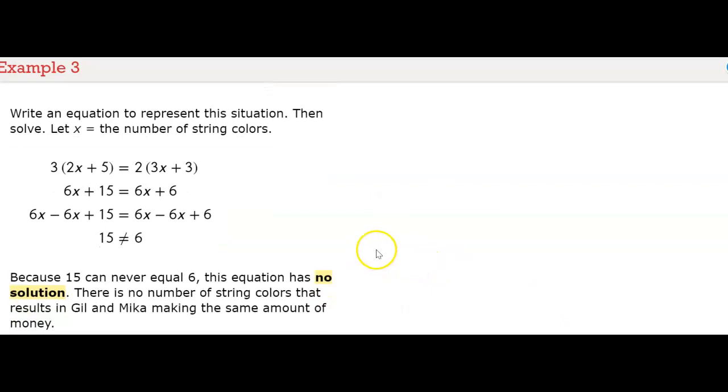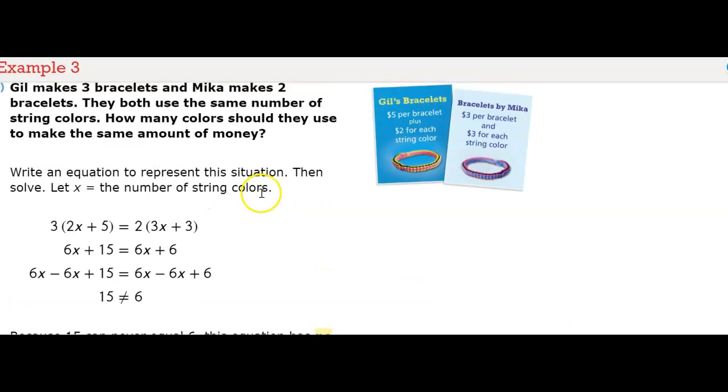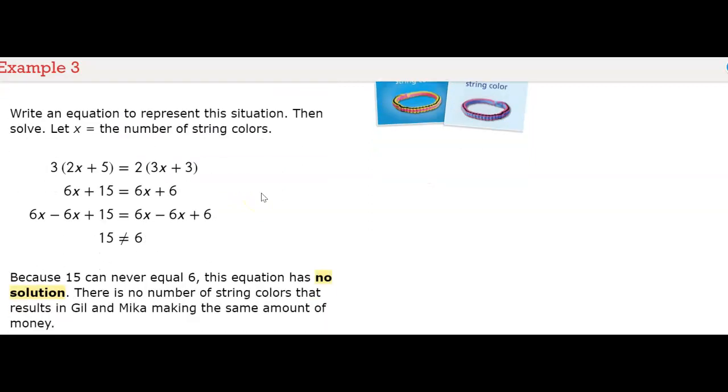And now we look at those 2 equations. And x is the number of string colors, but we don't know that yet, so we're solving for it. So as you can see, they use the distributive property to simplify this equation to 6 times x plus 15. They did the same on this side, 6 times x plus 6. Then they combine like terms on both sides.